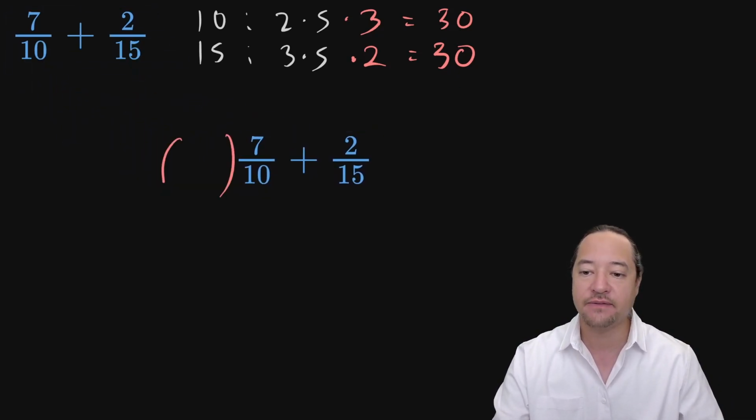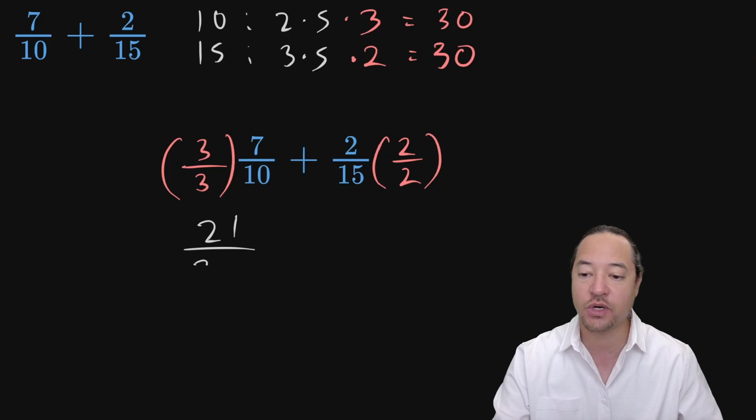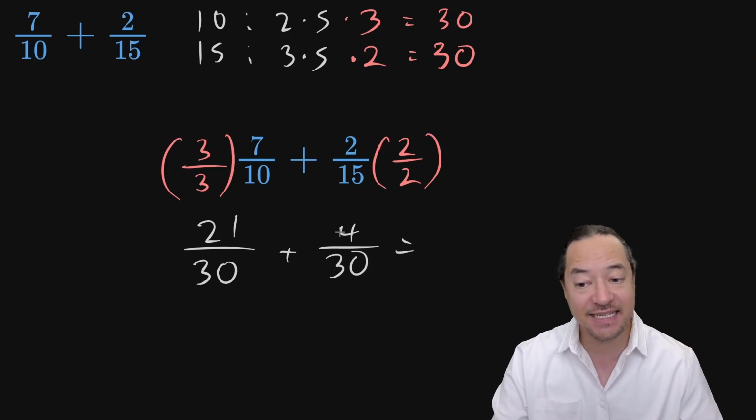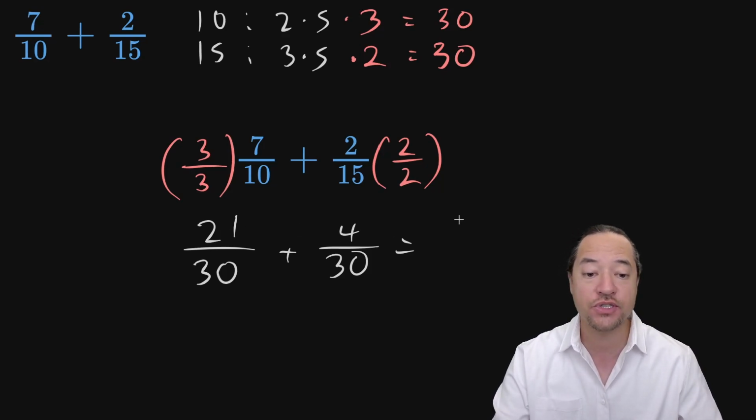So to get that, to get 30, we multiply this by 3, so it's going to be 3 over 3. And this will have to multiply by 2 over 2. Okay, so there we go. Let's do this. 3 times 7 is 21, so that's 21 over 30. Plus 2 times 2, that's going to be 4 over 30. Now we can just add these together. So 21 plus 4 is going to be 25 over 30.